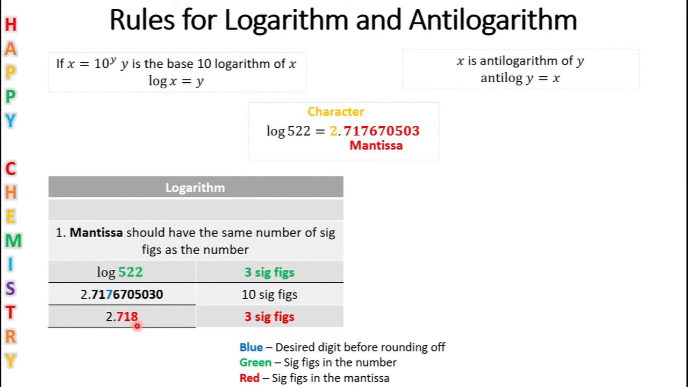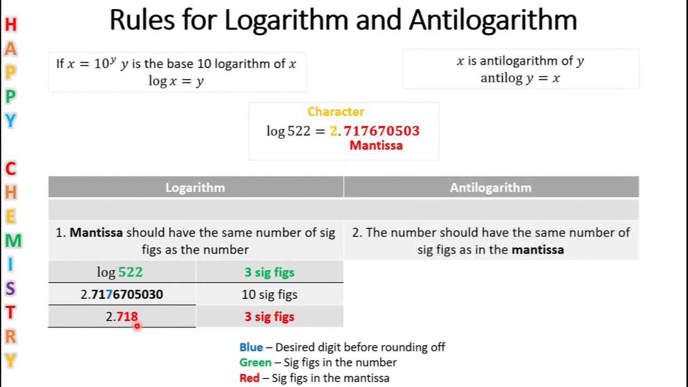We will now look at the rule for antilogarithm. The rule is the number should have the same number of significant figures as in the mantissa. I repeat, the number should have the same number of significant figures as in the mantissa.